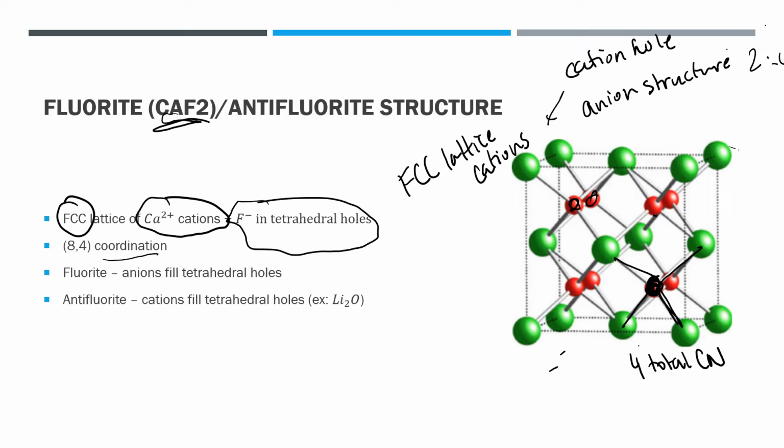And an example of this is lithium oxide, Li2O, right? We have oxygen basically filling the FCC lattice sites. So we have 4 oxygens in the unit cell. And then we have these lithiums filling the tetrahedral holes. So we have double the number of lithiums as oxygens. All right, so that's the fluorite structure.